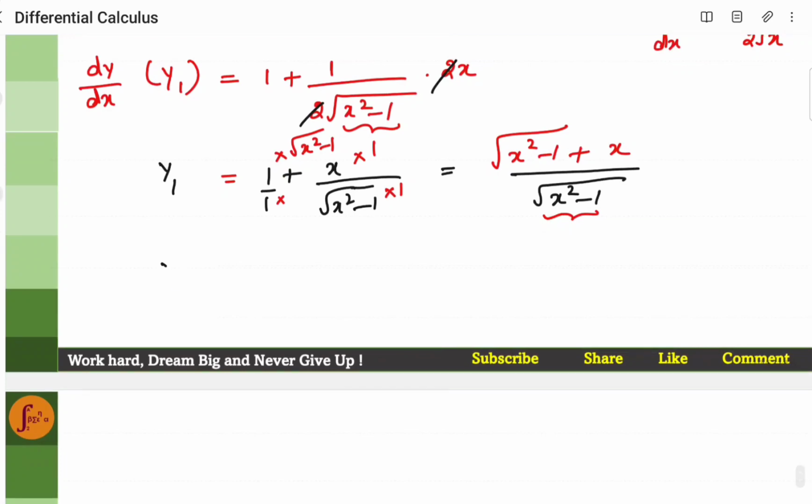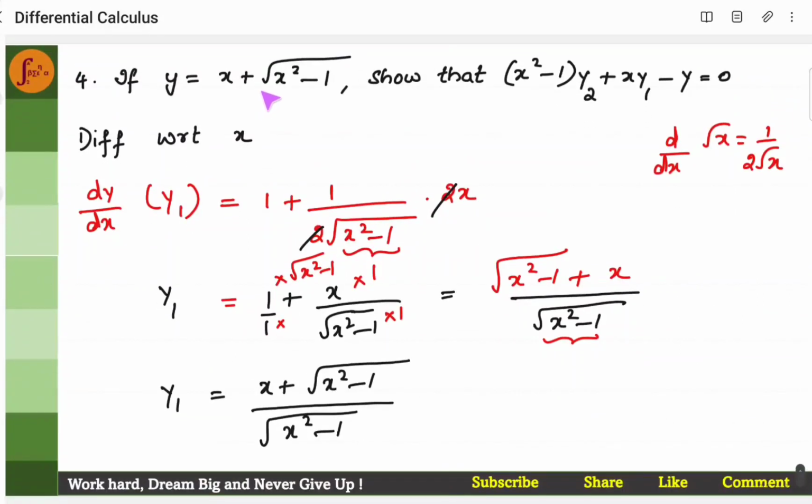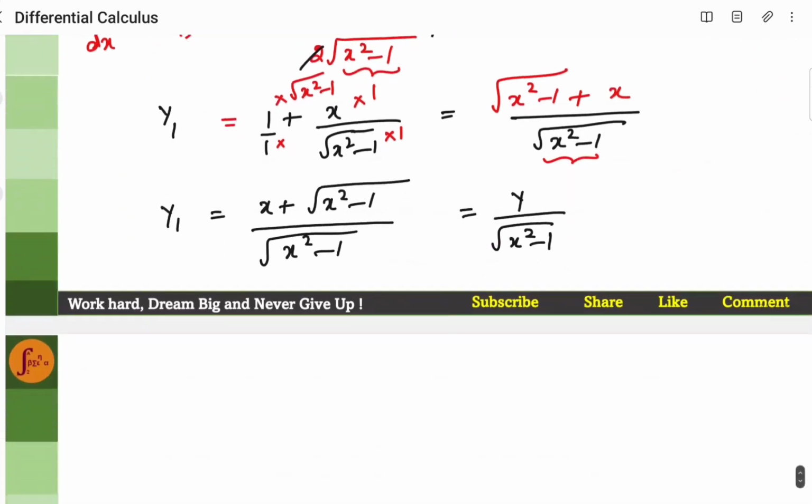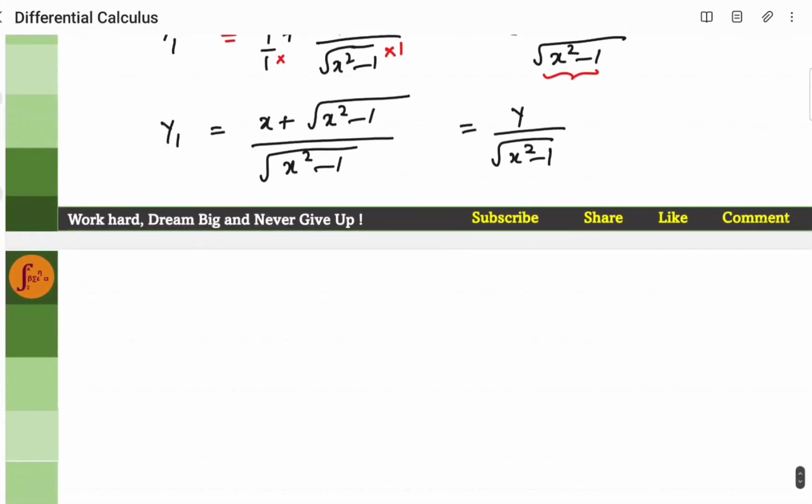So this is nothing but y1 is equal to x plus root of x square minus 1 by x square minus 1 root. Now you notice this and this, right? This is y. This entire thing is y. So I can write this as y by root of x square minus 1, correct? So let's rearrange this. I'll shift this one here. So I'll get y1 into root of x square minus 1 is equal to y.